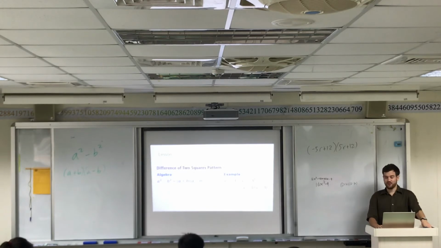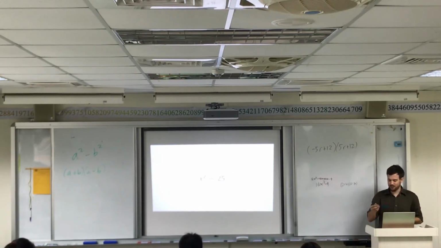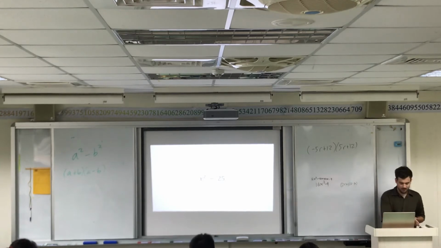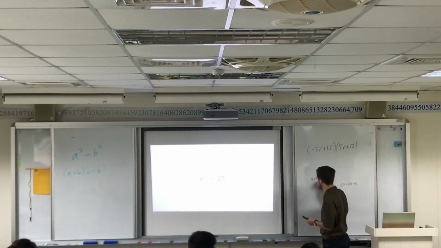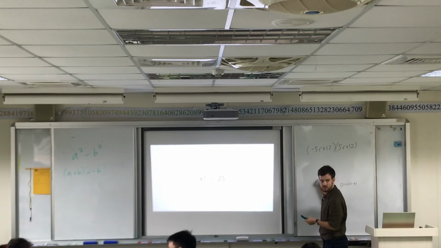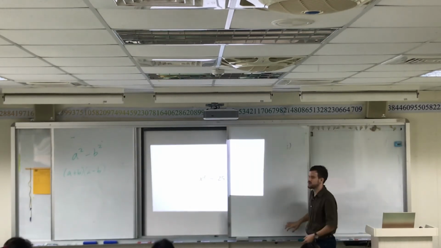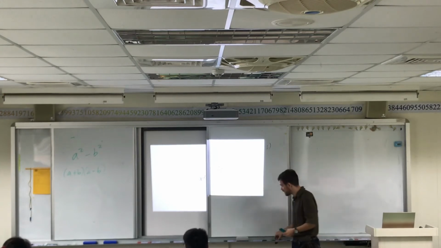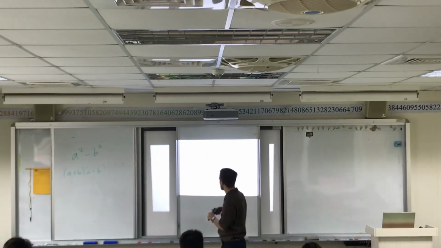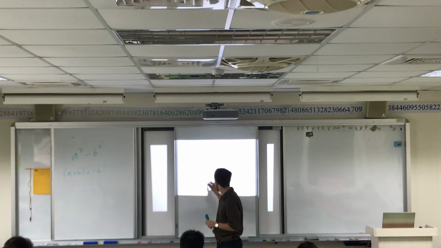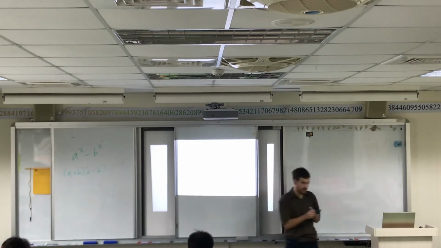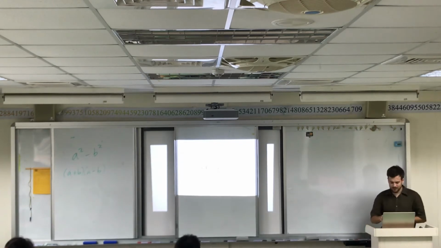Let's do a quick fire. Ready? X squared minus 25. If I factor that, what does it become, Sydney? X minus 5 times x minus 5 times what? X plus 5. Very good. So this is x minus 5 times x plus 5. Very good.